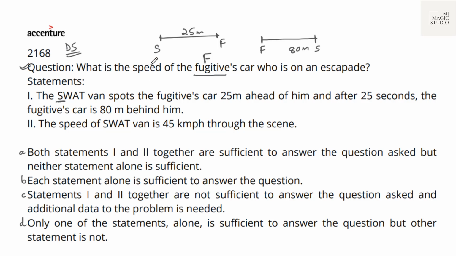Now, do we know the speed of SWAT? No. Do we know the speed of fugitive? That is what is asked. At least we need the speed of SWAT to identify the actual distance traveled by the SWAT car in 25 seconds. Because in these 25 seconds, this fugitive car has also moved from F1 to F2.